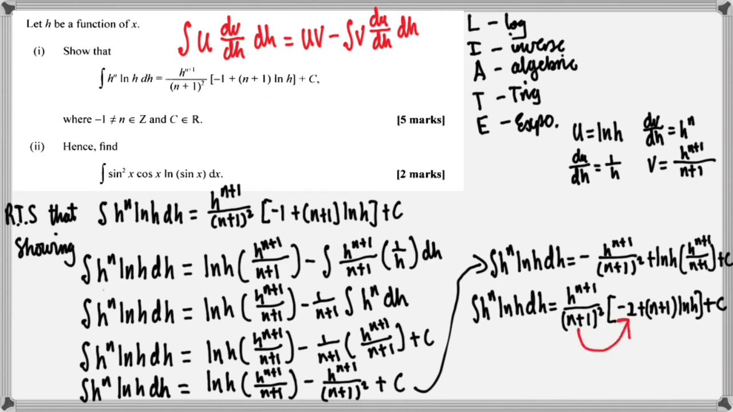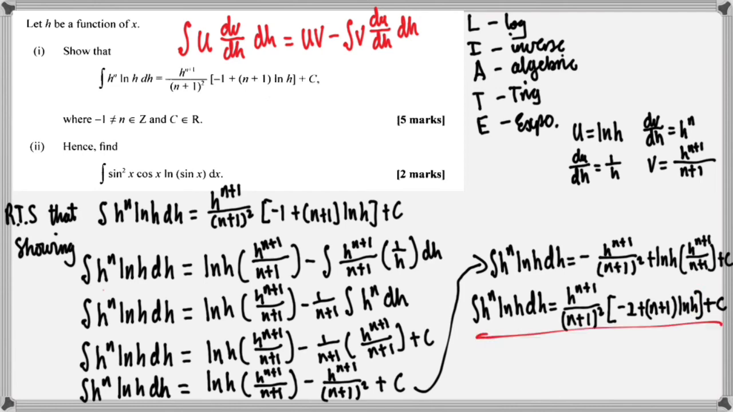And we can just check it out. This multiplied by this would give us back this here. Right? And then this multiplied by this will give you back this, because the n plus 1 here will multiply by the n plus 1 squared, and it will just give you back this here, multiplied by the ln h.